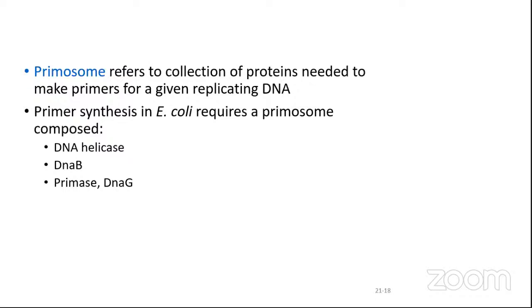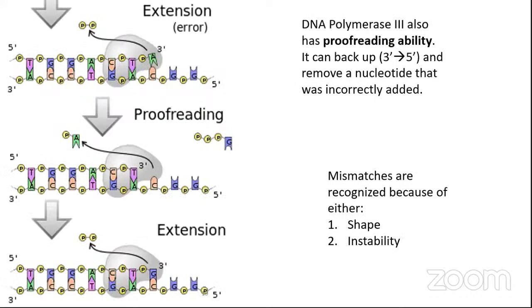This is also called the primosome. So this primosome in E. coli has four components in it. That is DNA helicase, DNA B, which is a protein, and DNA G, which is also a protein, and the primase enzyme. This is the primosome complex. So this primosome initiates the DNA replication or DNA synthesis at the site of the replication fork.